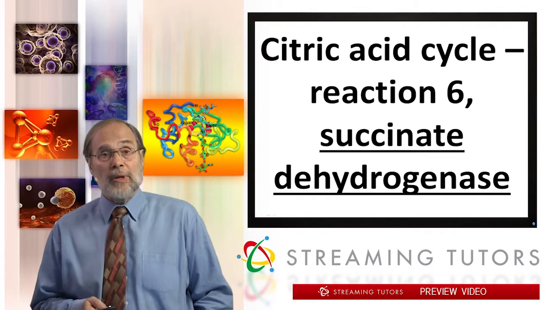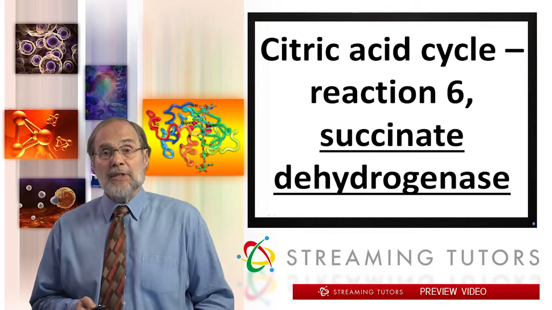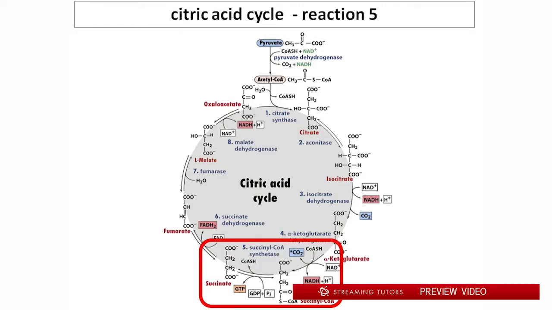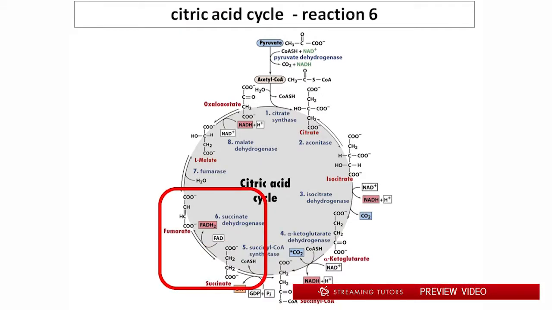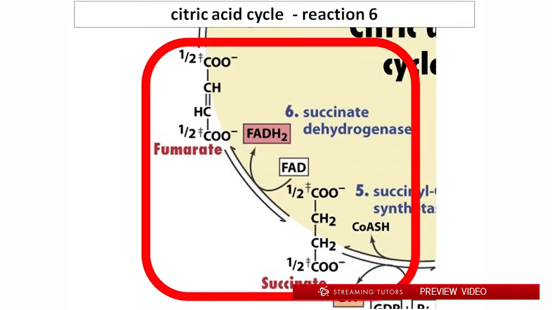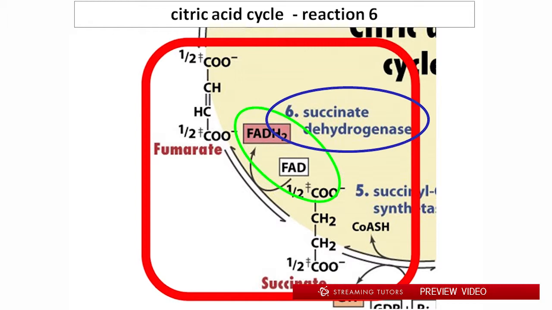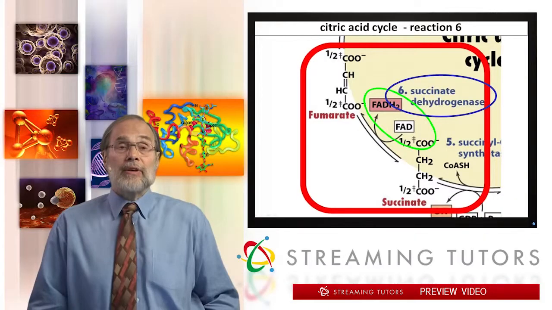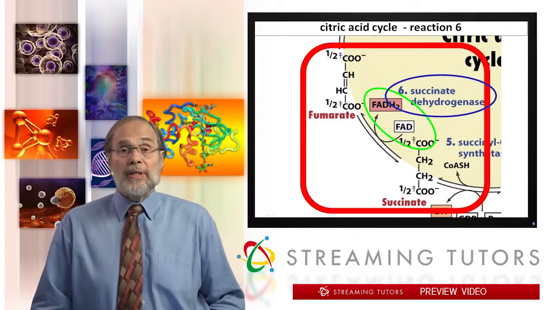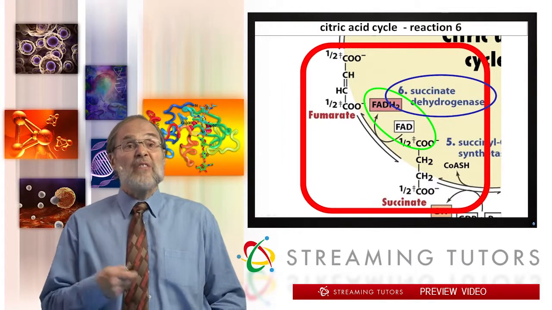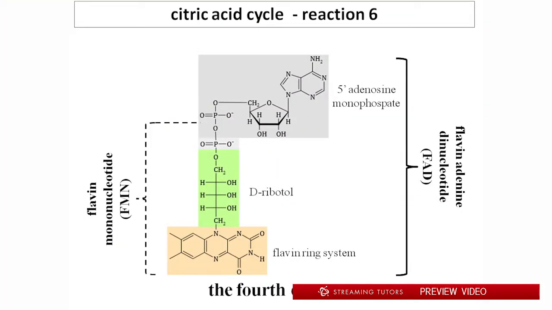Remember, there are only 2 more to go after this one. This is the succinate dehydrogenase reaction. So here's the succinyl synthase reaction. We're now moving up to succinate dehydrogenase. Notice what it's doing. It's now producing not a reduced NAD, as several of the earlier enzymes did, but it's now producing a reduced FAD. Remember what FAD is?